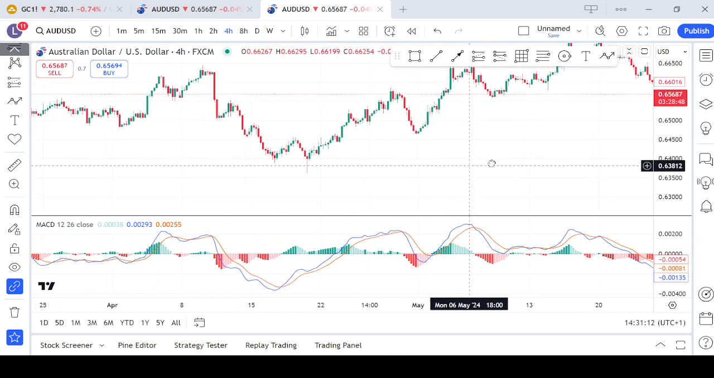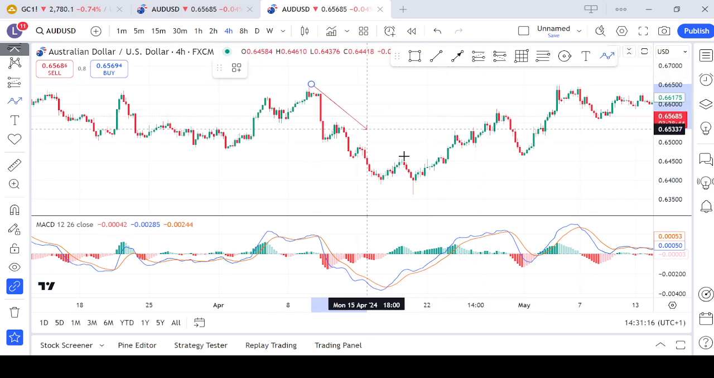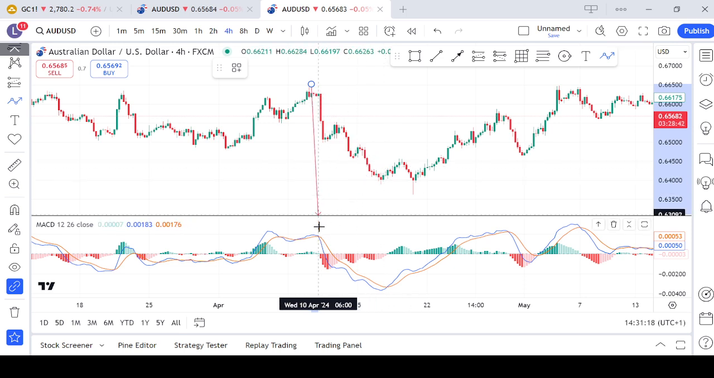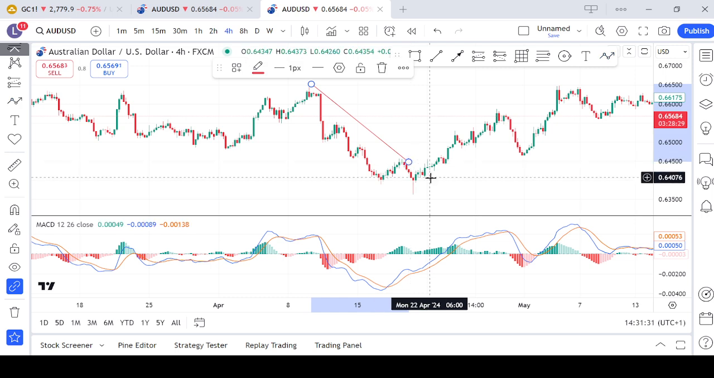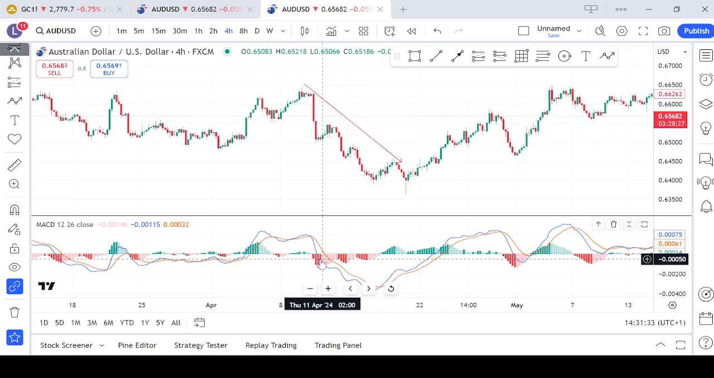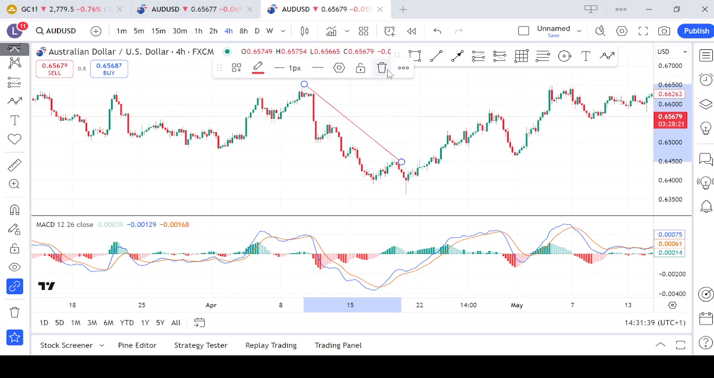For example, you can see this bearish move right here was confirmed using the MACD. You see this MACD line crosses below the signal line, which gave us confirmation for this bearish signal right here. You can see the histogram also giving us a red color and it's below 0, confirming the bearish movement.